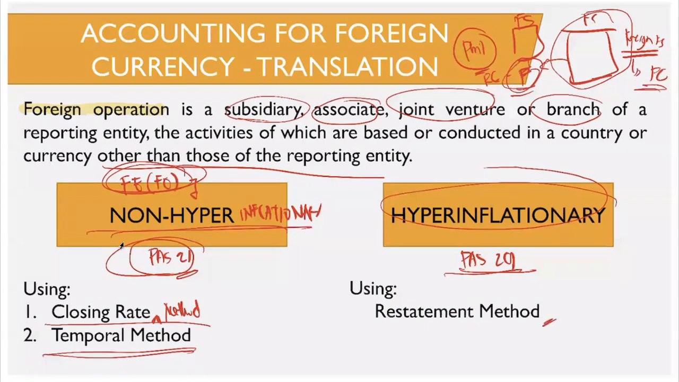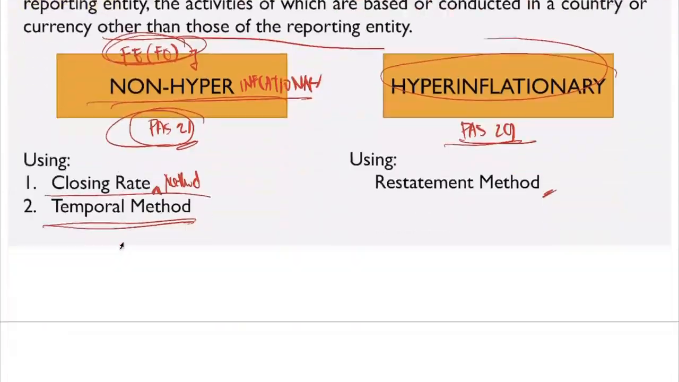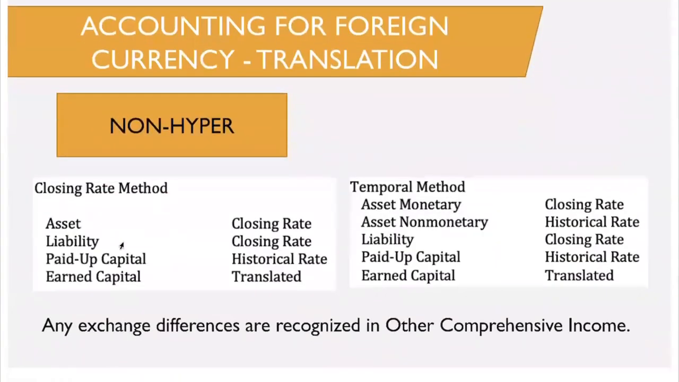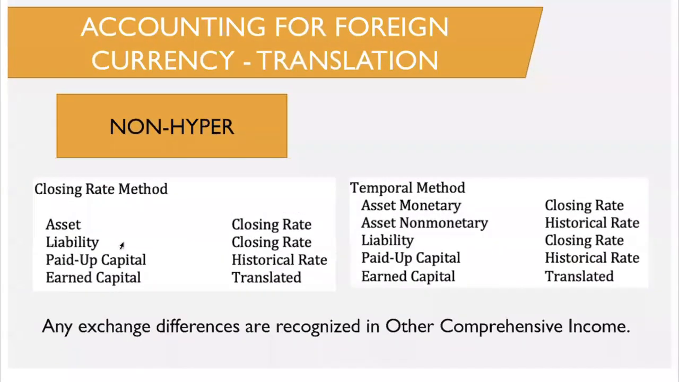So let's take a look now at the non-hyperinflationary translation of a foreign operation. Let's start first with non-hyper. Under non-hyperinflationary, we have two methods: either the closing rate method or the temporal method. So how do we go about the non-hyperinflationary closing rate method?